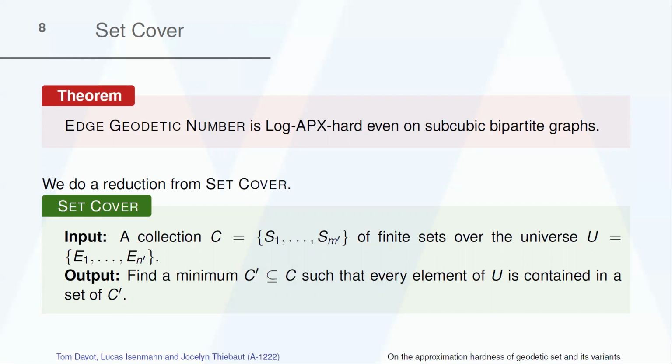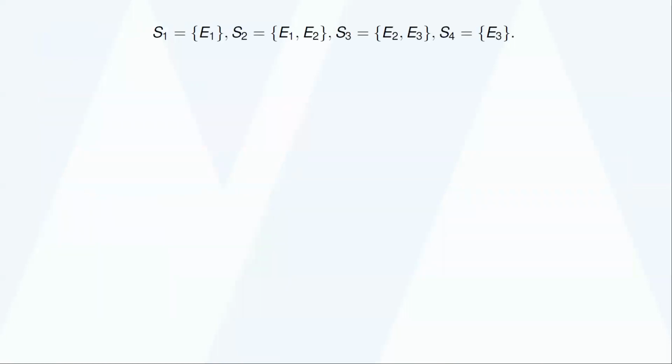So just a quick reminder, you have a collection C of finite sets over a universe of elements, E1 to En and so on. And you want to find the smallest subset of those sets such that every element is contained in one of the chosen sets. You want, of course, to find the smallest one. So how the reduction works. Let's take this super simple instance of set cover.